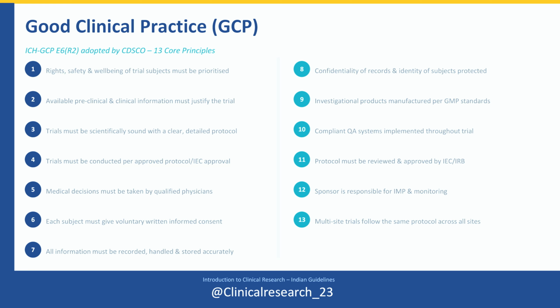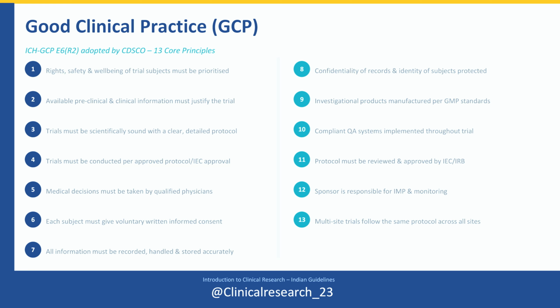Before starting, the trial protocol must be reviewed and approved by an independent ethics committee or institutional review board, which helps protect the rights and safety of participants. Throughout the trial, compliant quality assurance systems are implemented to maintain high standards and integrity of the study. The manufacturing of investigational products must adhere strictly to Good Manufacturing Practice Standards, or GMP, to ensure quality and safety.